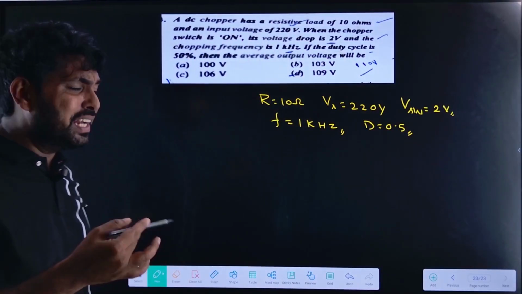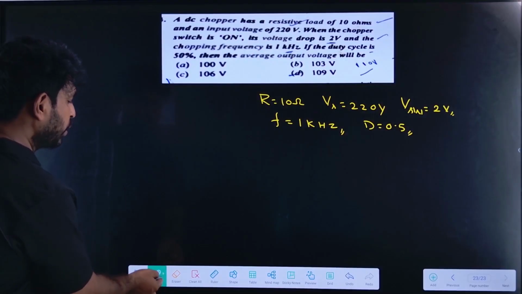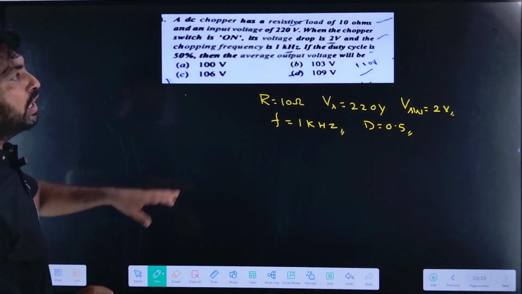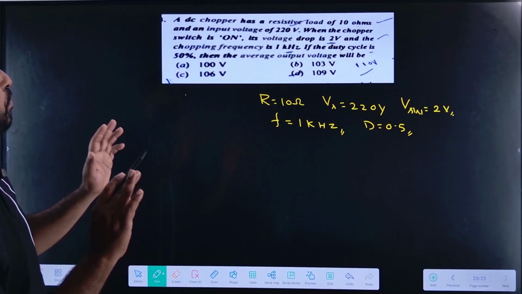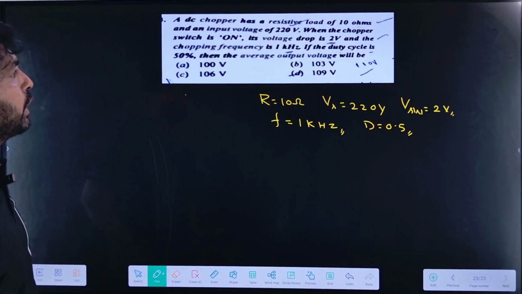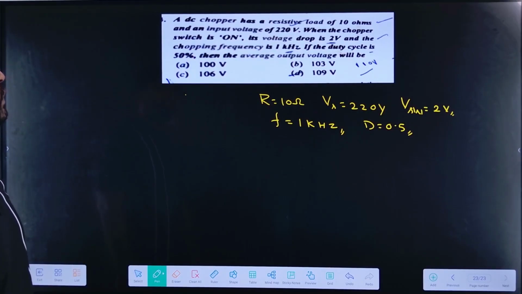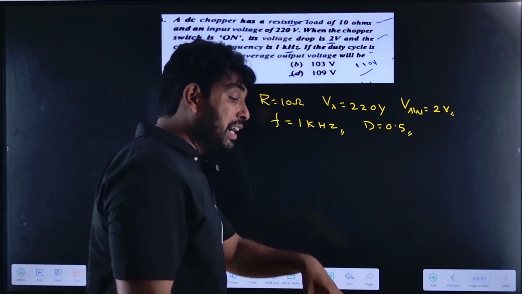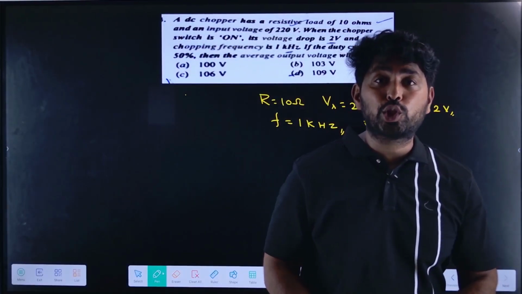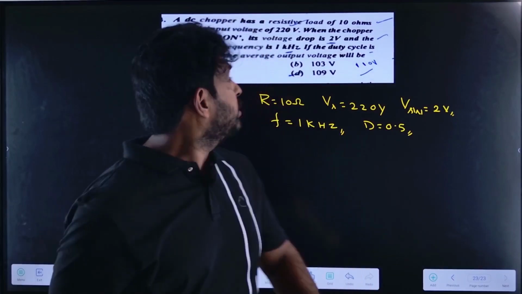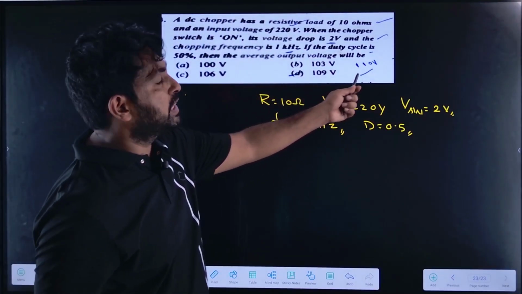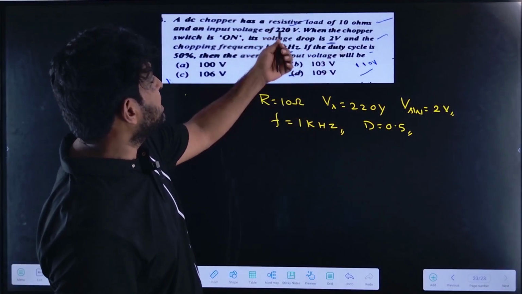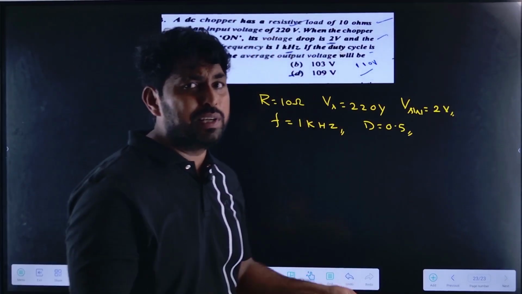So let me explain clearly. If you are new to the topic, let me explain you clearly. So what they have given? A simple chopper, and the average output voltage we need to find. Whether it is a buck converter, a boost converter, or a buck boost chopper, how can we find? If you see the options, all the options are less than the input voltage. So it is obviously a buck converter.